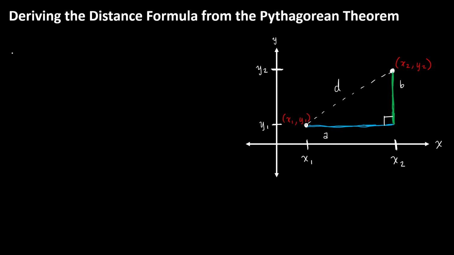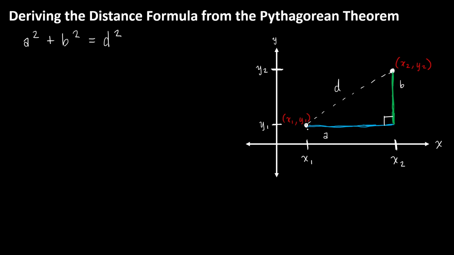So now we can use the Pythagorean theorem to solve for D. Normally we would use C for the hypotenuse, but D works too, D for distance. So you might be thinking, well, there are no values, so I can't really determine the length of the blue side and the green side. Well, yes, you can.